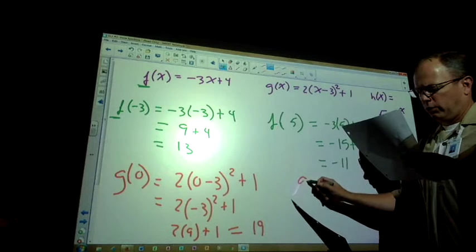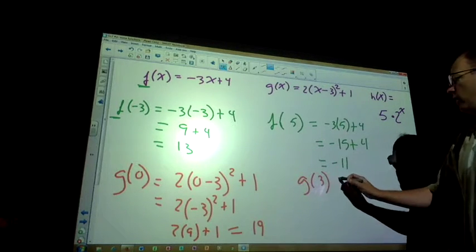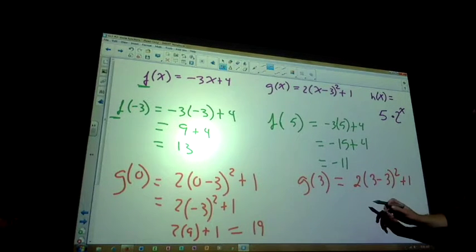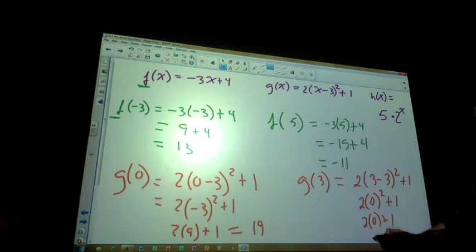What about g at 3? Which equation am I using up above? First, second, or third? Second. Why? It's g. 3 minus 3 is 0. 0 squared is 0. 2 times 0 is 0 plus 1, 1. Good.